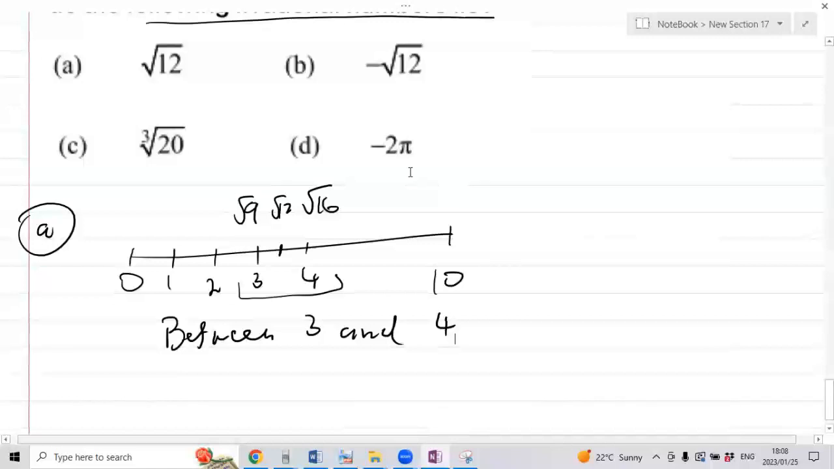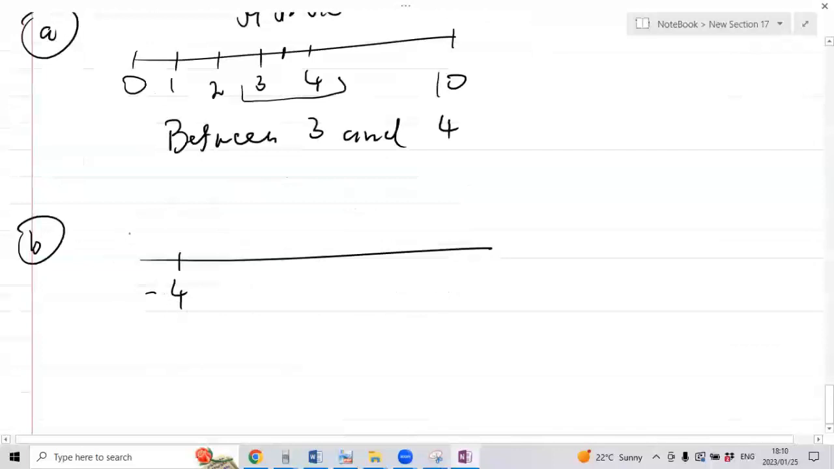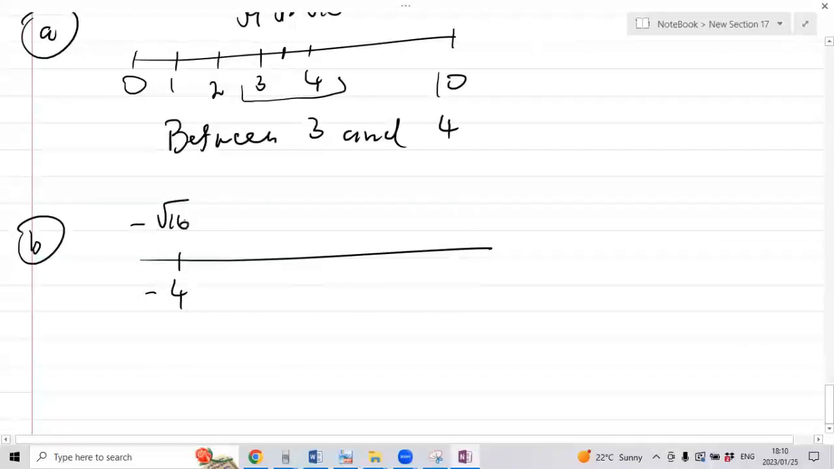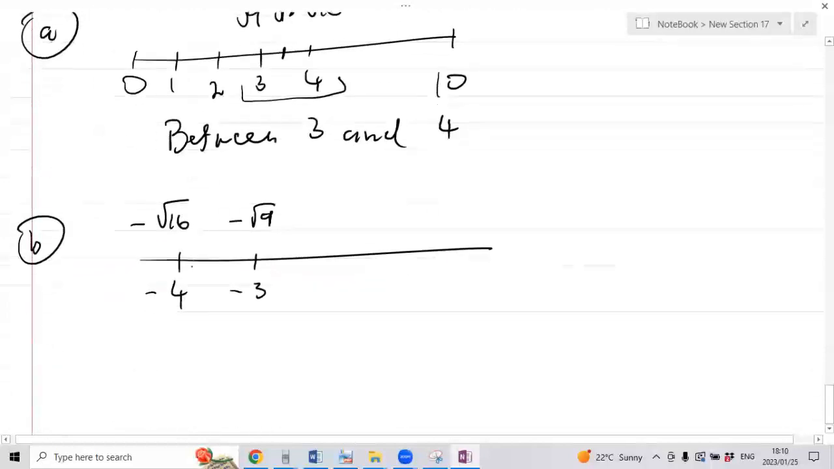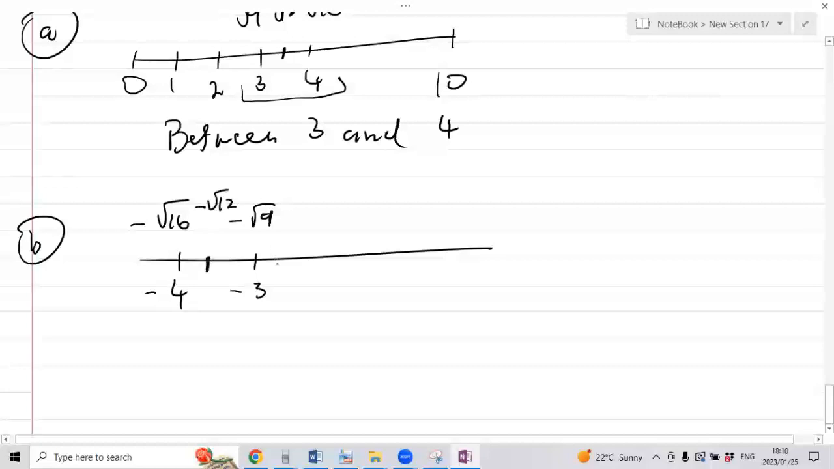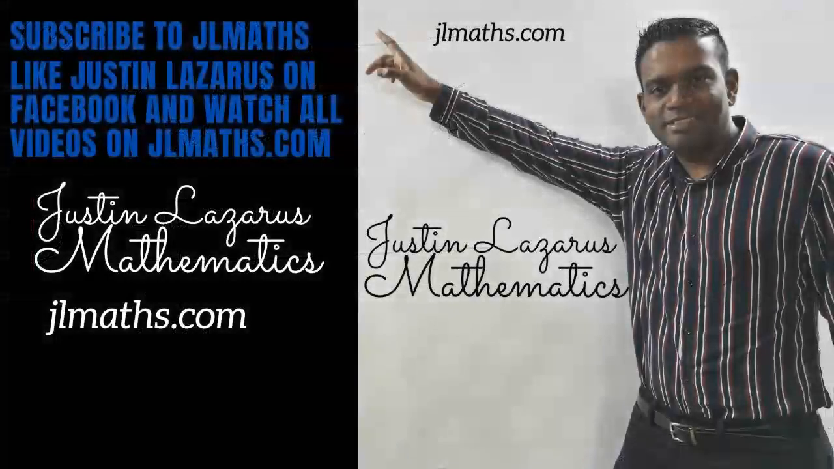B is minus the square root of 12. So remember that it has to be minus the square root of 16. You can't have the minus sign inside of the square root sign. If you have minus 3, it has to be minus the square root of 9, like so. The minus sign has to be outside of the square root. So minus the square root of 12 will lie between minus the square root of 16 and minus the square root of 9. Therefore, it must lie between minus 4 and minus 3.